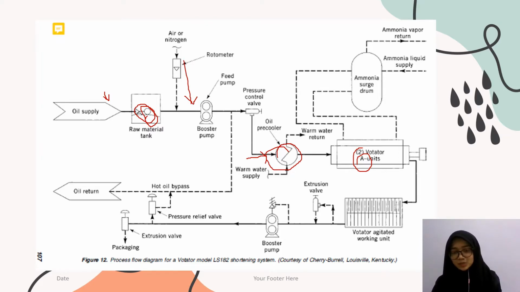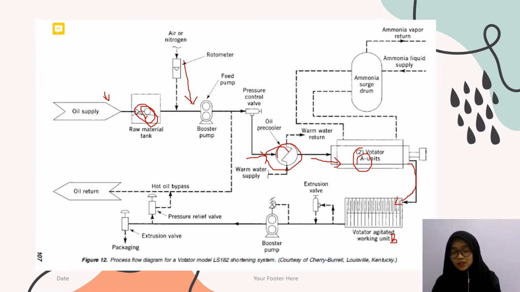Once that's pre-cooled, it will enter the A unit, where it will undergo the process of crystallization. The crystallization occurs at a very low temperature, as we want the mixture to retain its state, leaving the A unit to enter the working unit, or the B unit, in a semi-fluid state. Once the process is complete, it will be fed into the working unit, also known as the B unit.